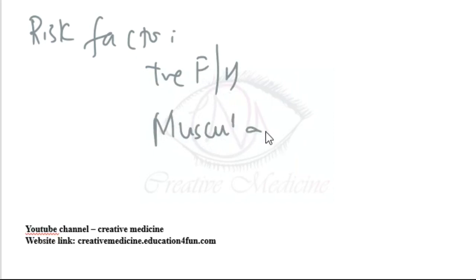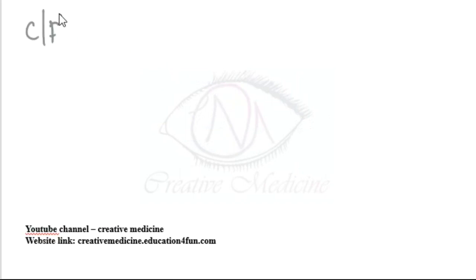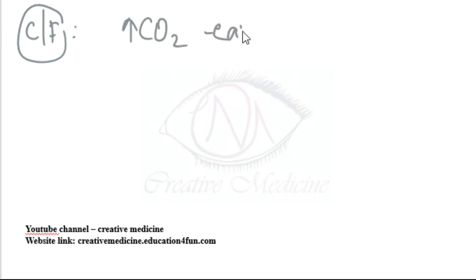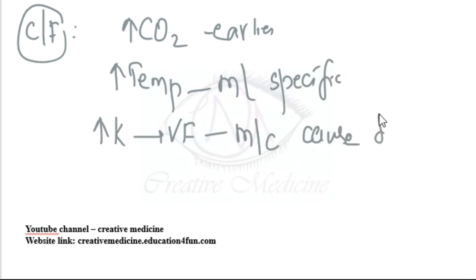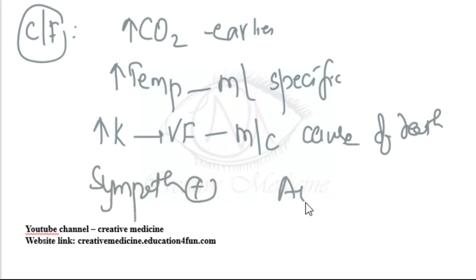Clinical features. A patient with malignant hyperthermia presents with hypercapnia. Hypercapnia is the earliest sign of malignant hyperthermia. Hyperthermia or increased temperature is the most specific sign. Hyperkalemia leading to ventricular fibrillation is the most common cause of death in malignant hyperthermia. Sympathetic symptoms may be present.